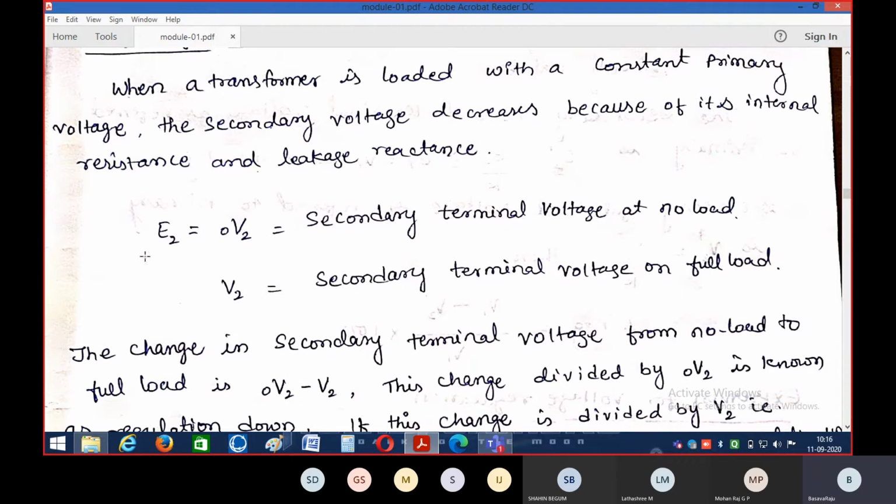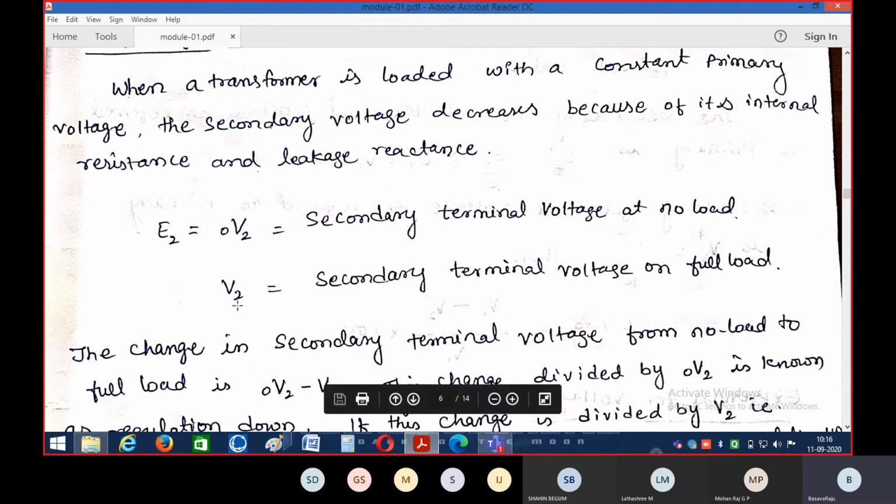Already we know E2 is nothing but the amount of voltage induced in the secondary winding. So if there is no load on the transformer, then what will happen? There will be no voltage drop in the secondary winding resistance or secondary winding inductance, and therefore whatever induced voltage E2 is there will be the entire voltage present across the load. So E2 is equal to the secondary terminal voltage during the no load condition. Okay, and V2 is nothing but the terminal voltage.